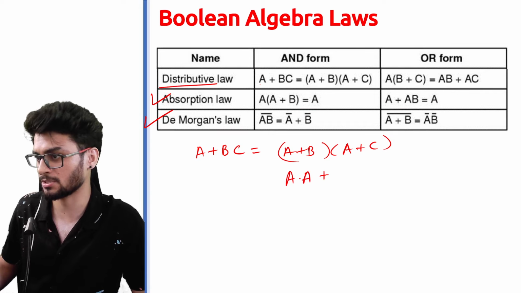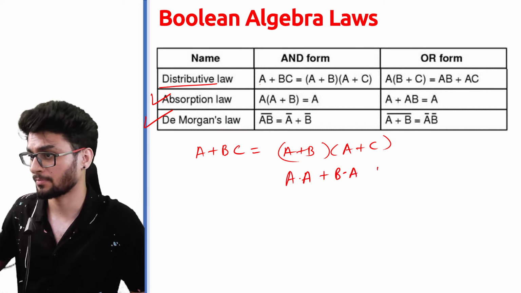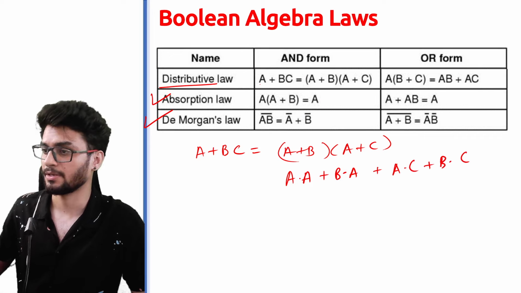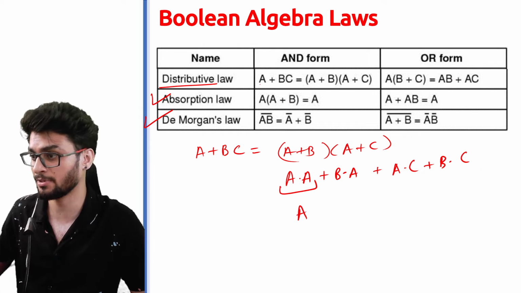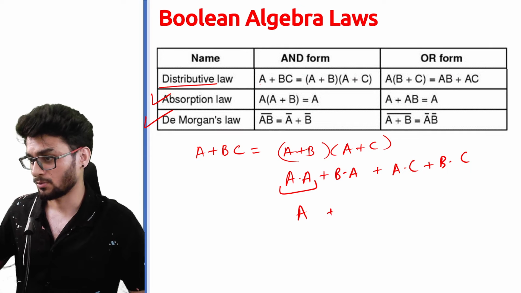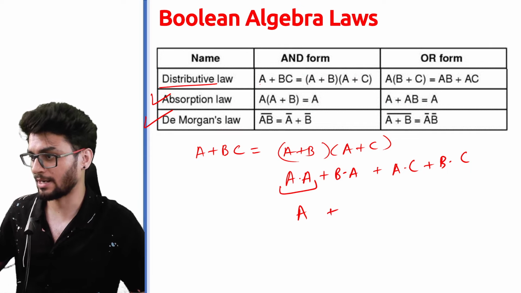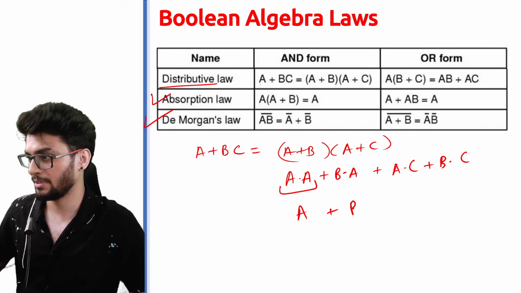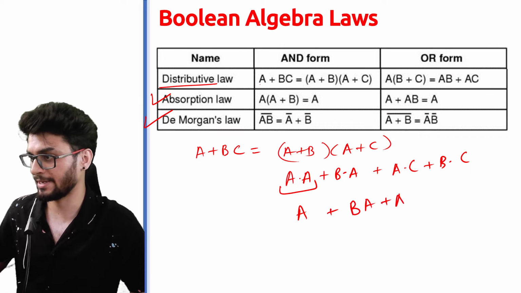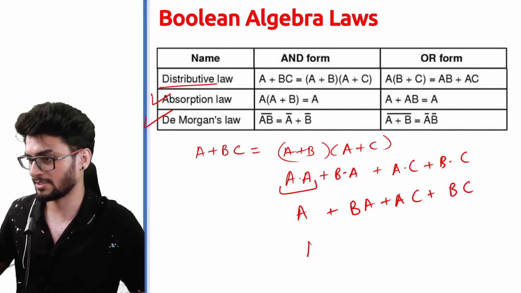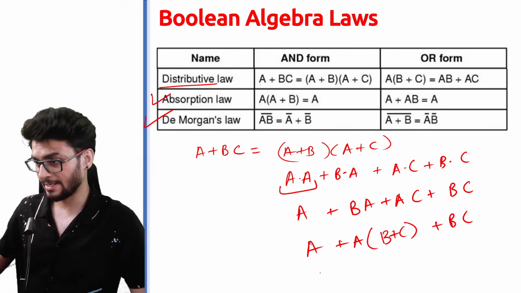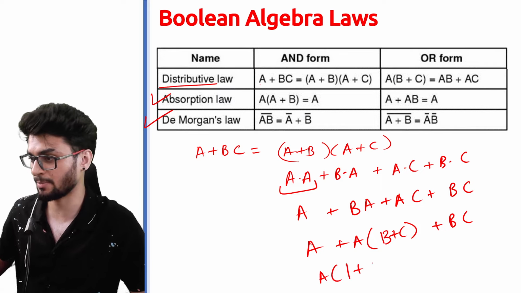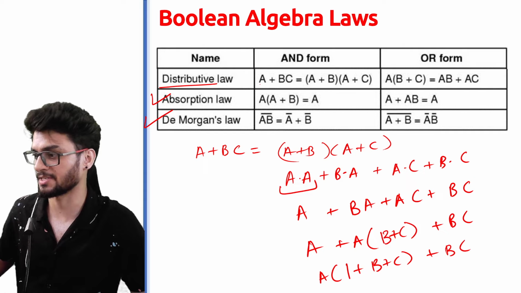A into A plus B into A plus A into C plus B into C. What is this part? When I multiply the same variable by itself, I get the variable. Over here, I can take B, so A plus AC plus BC. Now let's do one thing. I'll take A common again. I can say B plus C plus BC. Now I can take A common again from this part. I say 1 plus B plus C plus BC.